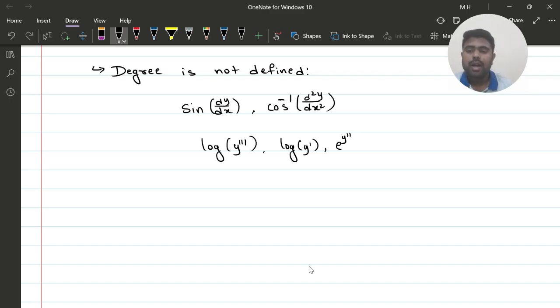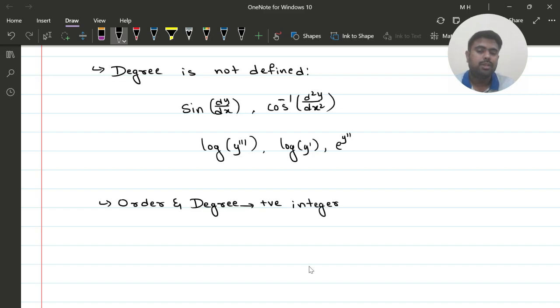Okay, and if order and degree are defined, then both order and degree will be positive integers. What do we mean by positive integers? These are 1, 2, 3 and so on.